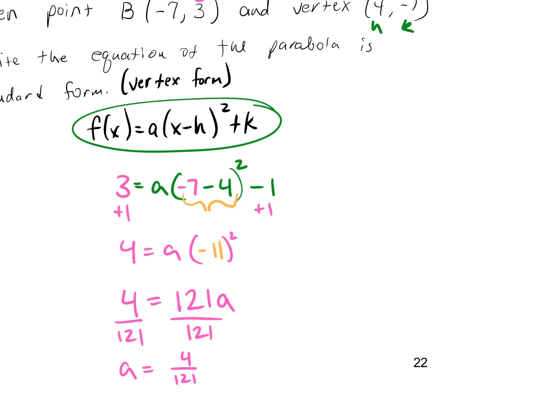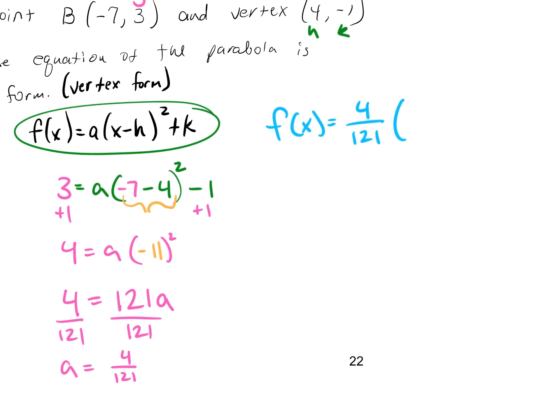So let's plug that in now. So our equation is going to have f of x is equal to 3 over 121, because that's our a, times what? x minus 4 squared minus 1.